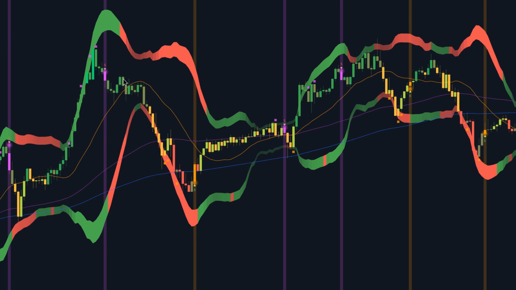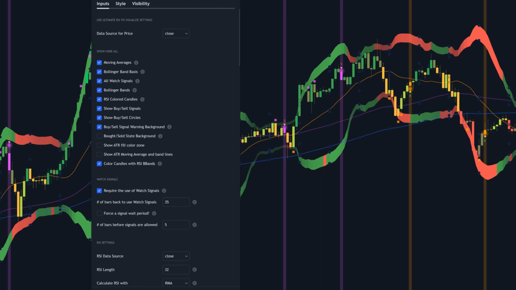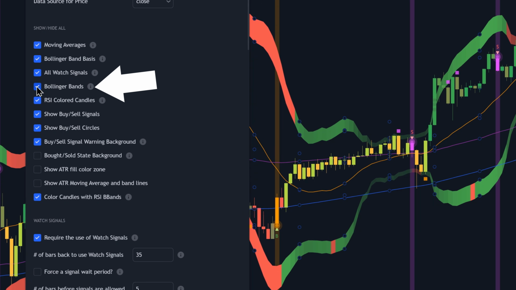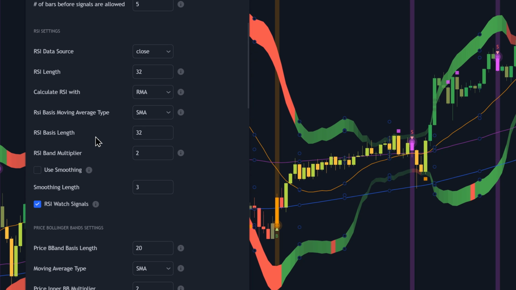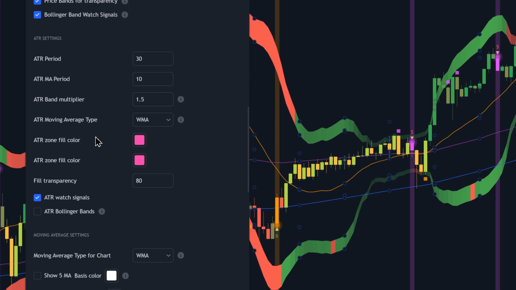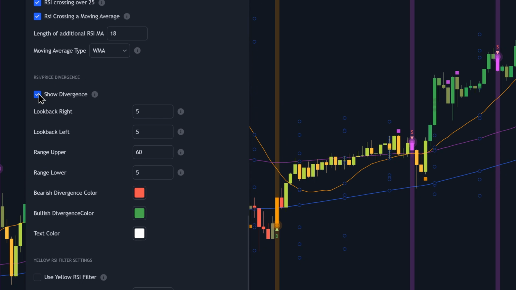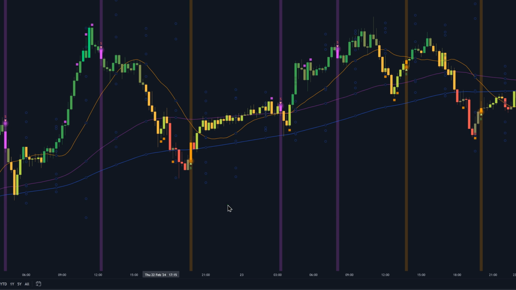So, double-click on the indicator, then on the Inputs tab, you want to disable the Bollinger Band and these last 4 options. And then scroll all the way down to the RSI/price divergence section, and then disable the Show Divergence option. After that, click OK. And there you have it.